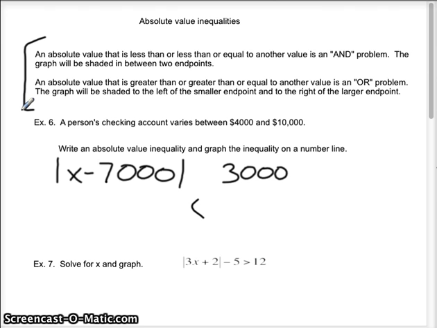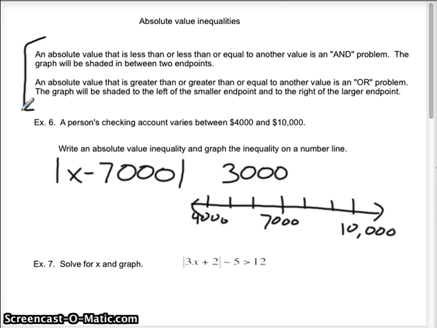On a number line, we have 7,000, 6, 5, 4,000, 8, 9, 10,000. As our bank account fluctuates between 4,000 and 10,000. And it says it's in between. It varies between those. So we're getting that middle region of the graph. So this is one way a compound inequality can present itself, can turn out.